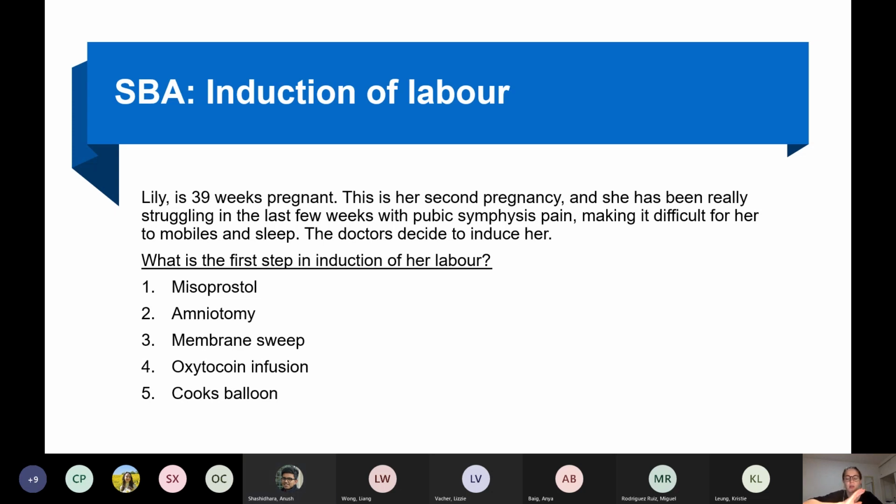Okay, enough people have voted on my quiz question now. So the answer is a membrane sweep. Well done to most of you who got that right. These are all different methods of induction of labour. There are some that are actual methods of induction, and some that aren't. Which ones are the methods of induction?